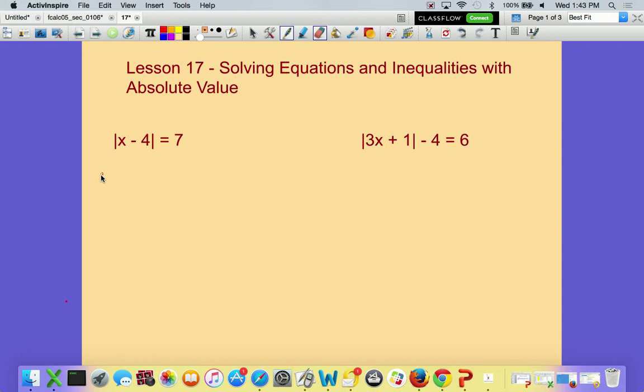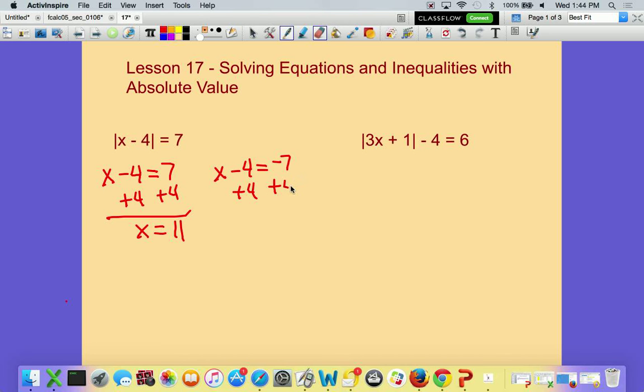Our next step is to split it into two equations. So x minus 4 equals 7, and x minus 4 equals, now this is where it's different, to get rid of your absolute value, for the first one we just rewrite the first equation without the absolute value sign. For the second one, we have to run a negative through the answer. So that would be a negative 7 there. And now we've got two equations. We solve both of these for x. x has to equal 11, and x can equal negative 3.